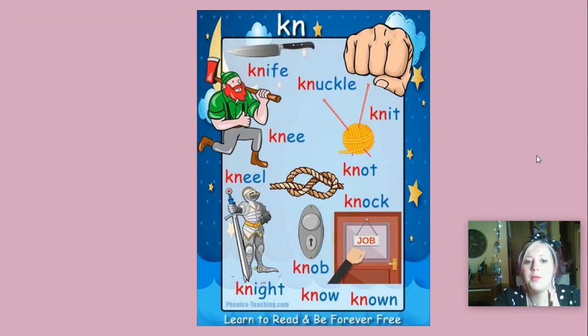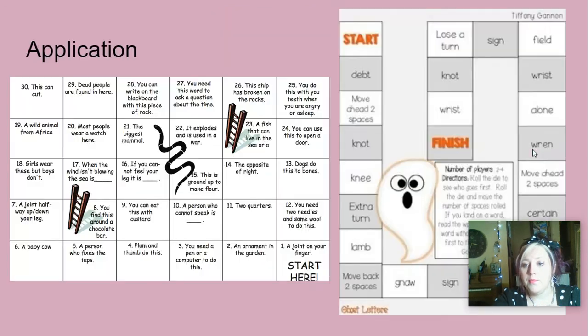Okay, here are some examples. Knife, knuckle, knit, knot, knock, knee, kneel, knob, know, known. We have a lot of KN words. So knowing that the K is silent will be super helpful for you.